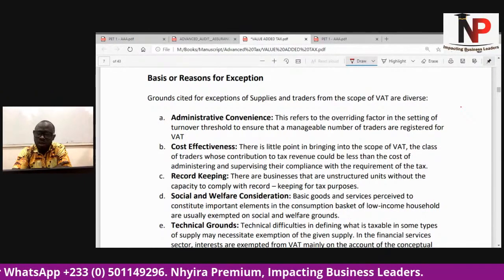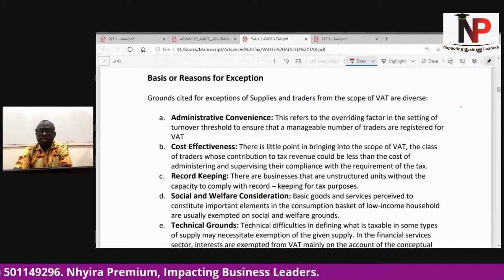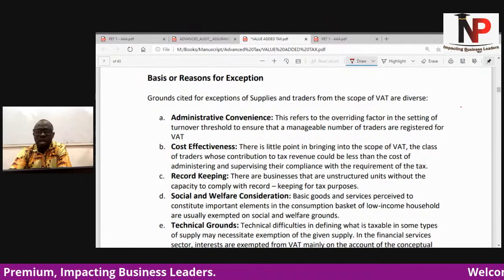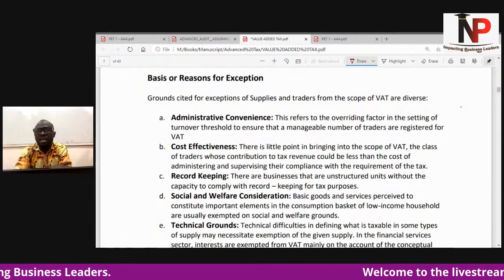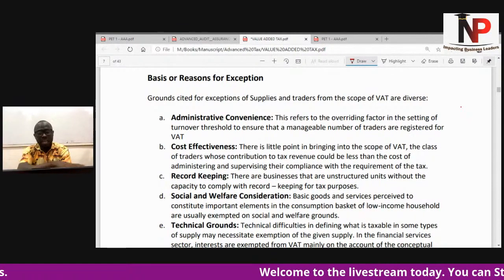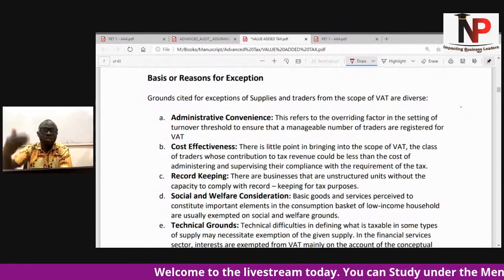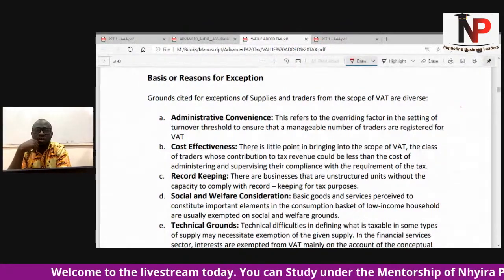Third one, record keeping. Many of the businesses which we have listed above don't have the requisite number of people to keep proper books of accounts for us to track what is going on in the organization.